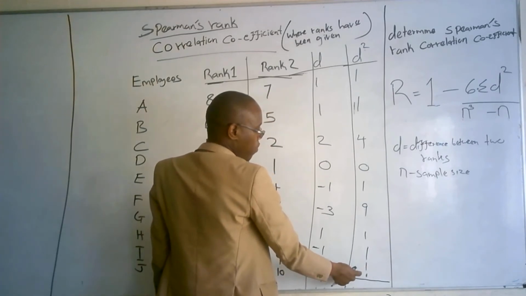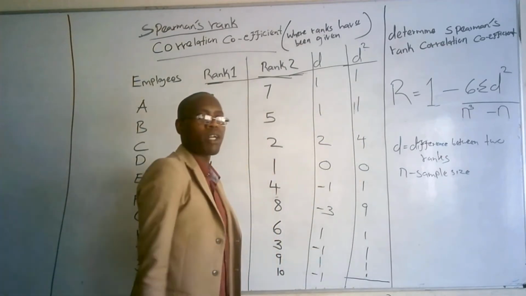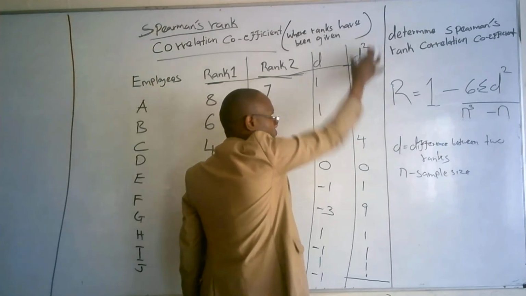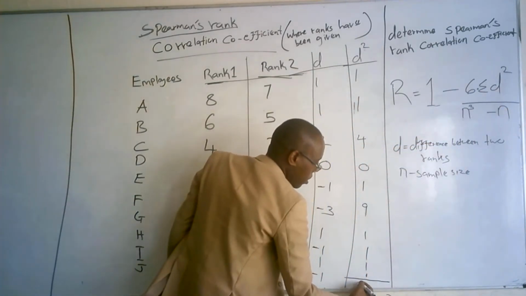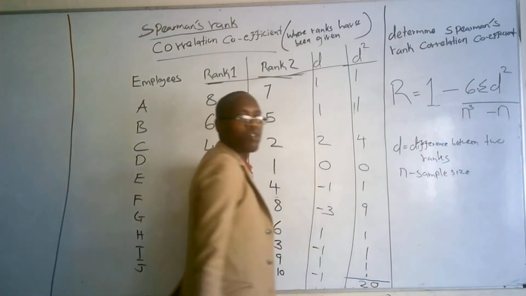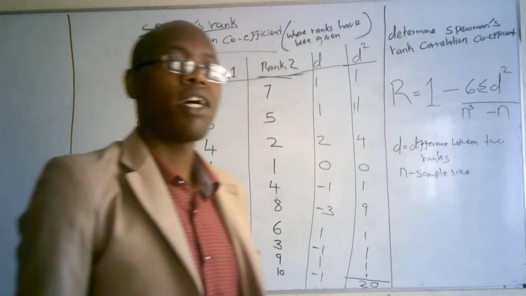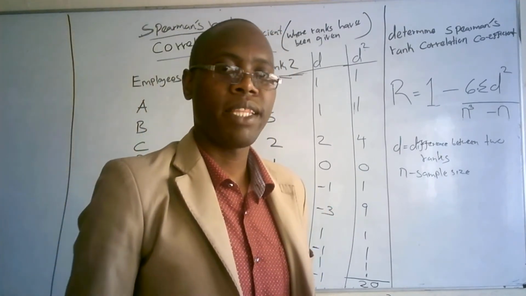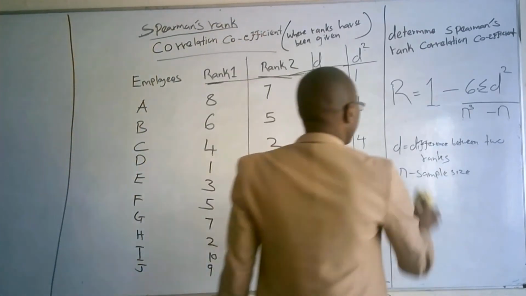You can see we have 1, 2, 3, 4, 5, 6, 7. So 13 plus 7 is going to be 20. Meaning that summation d squared, which we have been looking for, is going to be 20. So we have 20 there, the summation d squared. And the moment you have that summation d squared, you will go ahead and apply the formula. So let us now apply this formula here.